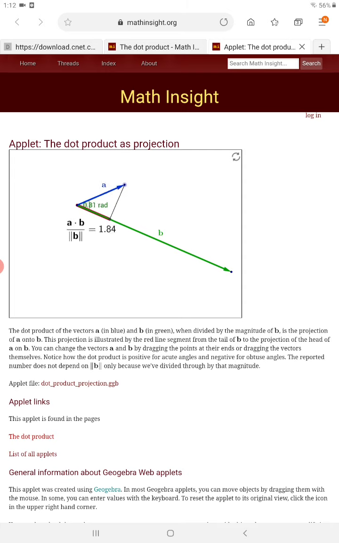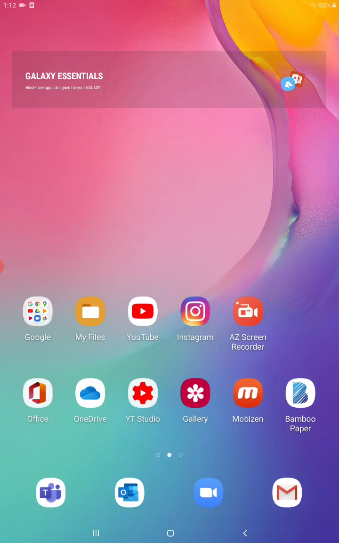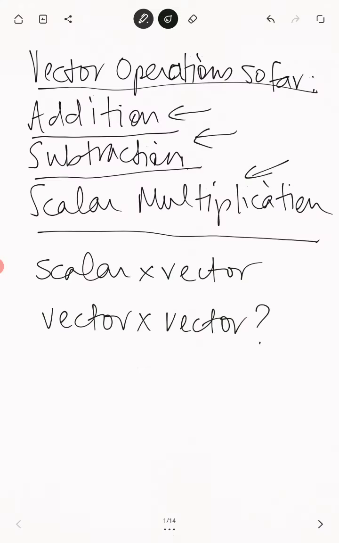Okay, so I felt like this was a really good way to understand the abstract meaning of dot product. So let me go over to the whiteboard now. And over here I've just written a couple things about the vector operations we've looked at so far. Scalar multiplication is known as scalar times a vector, and vector times vector we just found out is called the dot or scalar product.